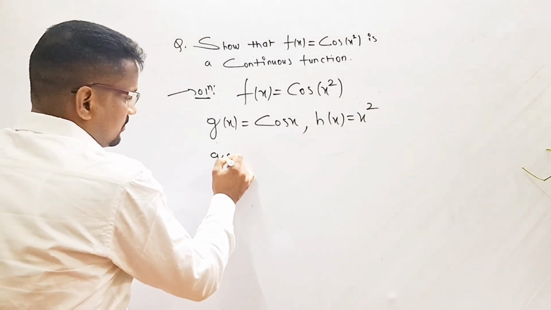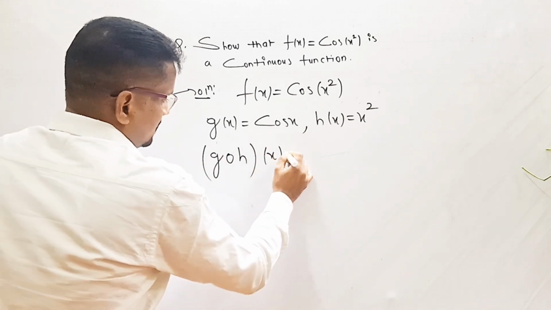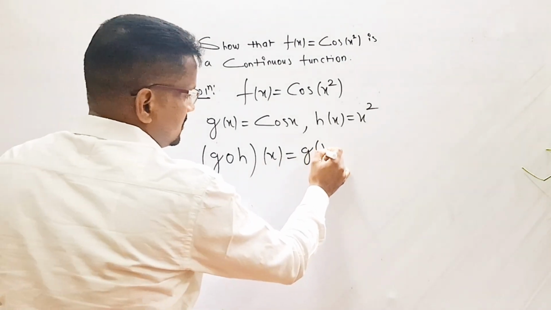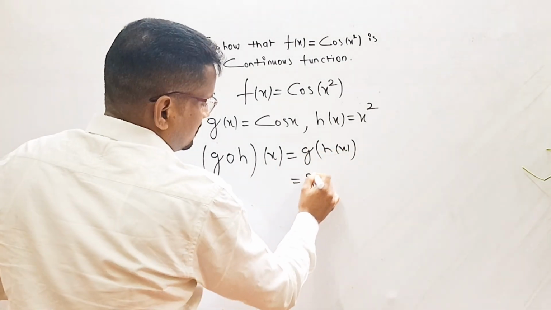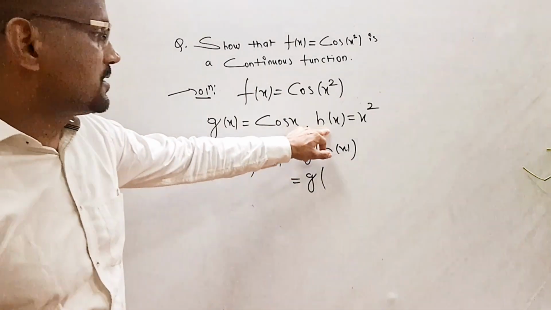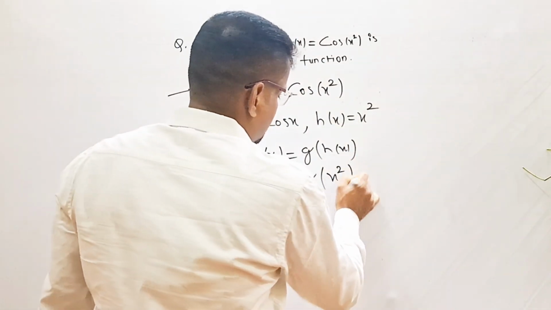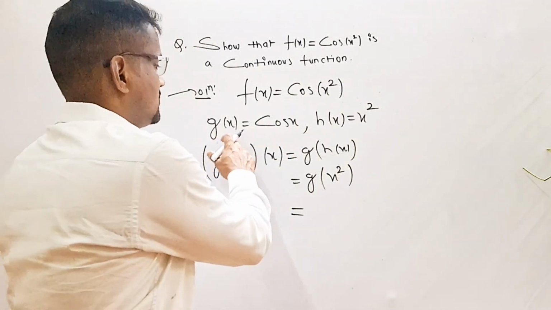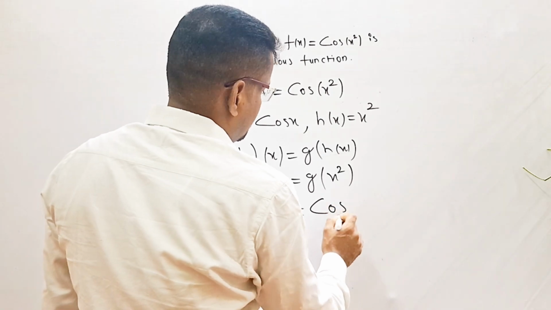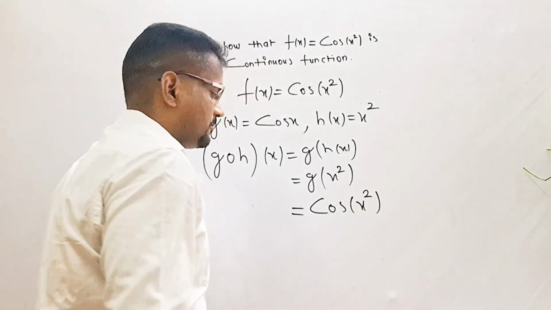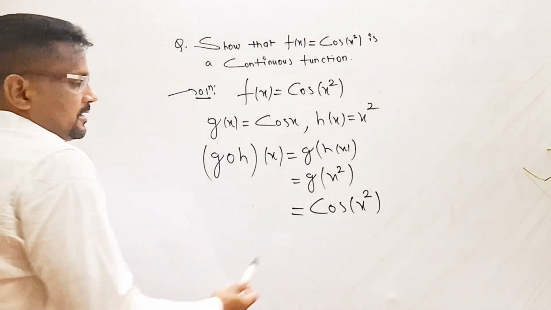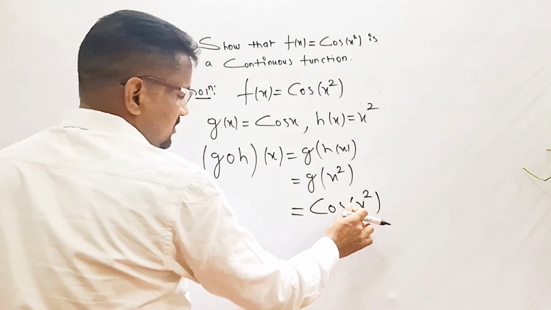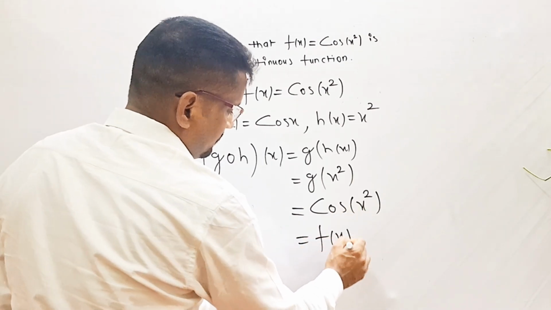Now let us see what is the composition of g and h. This is (g∘h)(x). By the definition it is g(h(x)) equals g of x squared, since h(x) is x squared. Now the g function is defined in what way? g of something is cos of that. g(x) is cos of x. So it will be cos of x squared. Now you see, for any x, (g∘h)(x) equals cos of x squared, which is nothing but f(x).